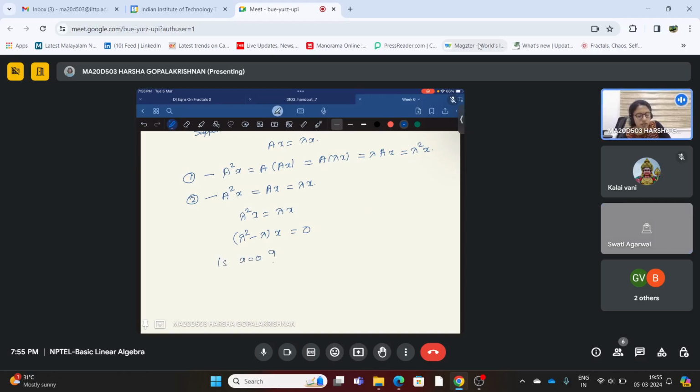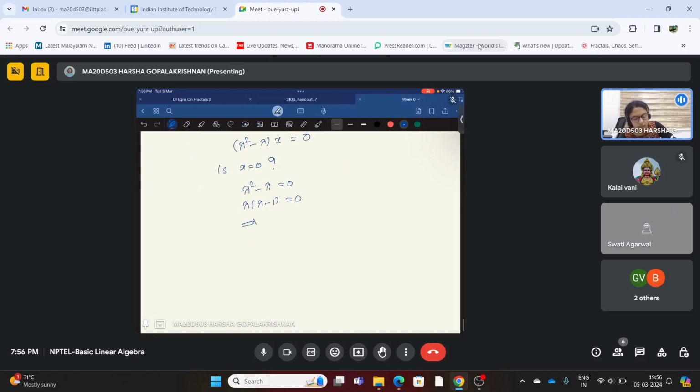No, because it is an eigenvector. So x is non-zero. So lambda square minus lambda times x equals 0 with x non-zero. So what is lambda square minus lambda? It should be 0. That is lambda into lambda minus 1 equals 0. That implies lambda equals 0 or lambda equals 1. So for any idempotent matrix, we have only two possibilities, either lambda equals 0 or lambda equals 1.